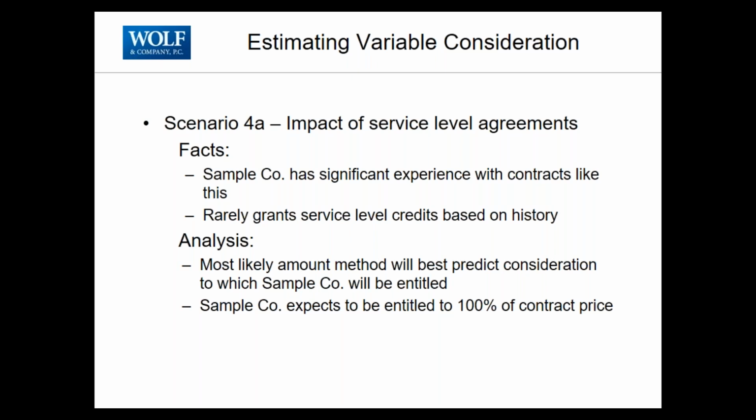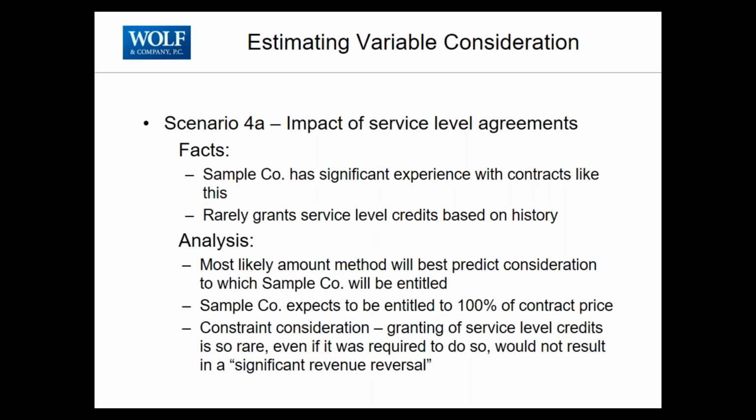Next, since you have significant history, you're going to conclude that the most likely amount you're going to be entitled to is 100% of the monthly SaaS amount. And that part is pretty straightforward, but don't forget that you're not done at that point. You still need to consider the constraint guidance. So here you'd probably conclude that there's no impact from the constraint guidance, even if you incurred a penalty, which, if we think back to that probability and magnitude consideration, the probability here is pretty low, but even if you did have to incur a penalty, that 10% penalty would probably not constitute a significant reversal of revenue.